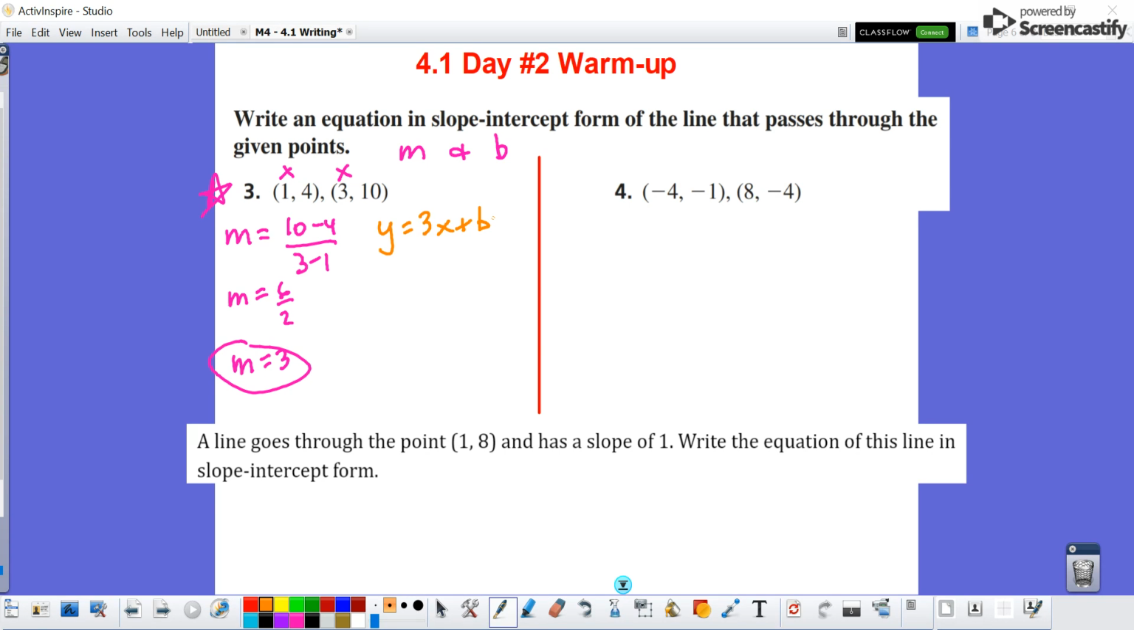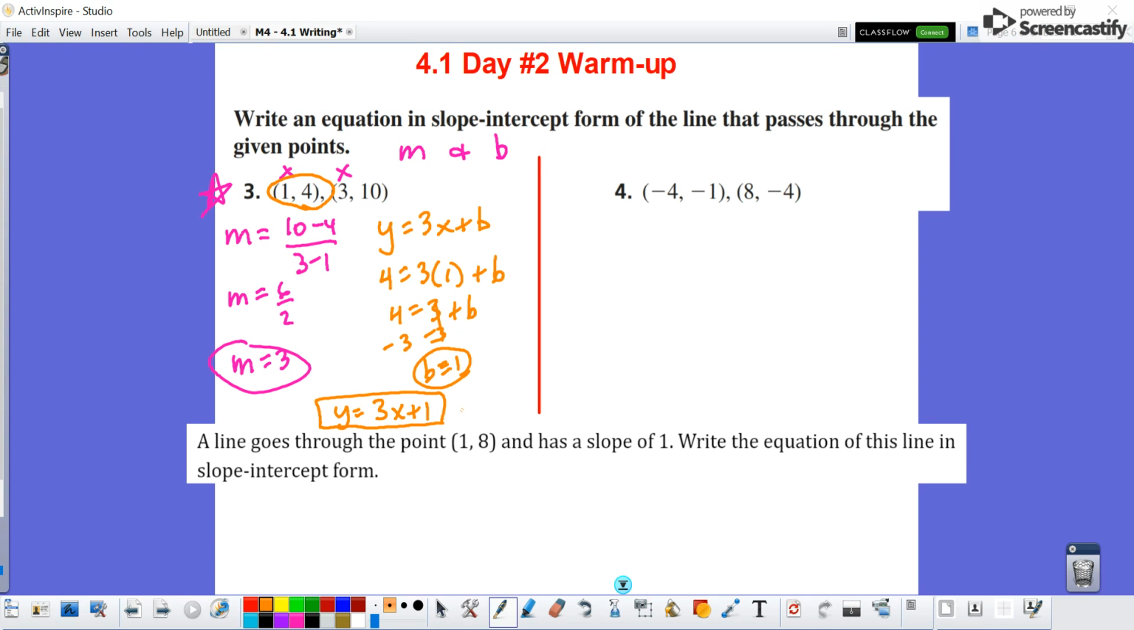And at this point, I can pick either point to plug in. So I'm going to use the point (1, 4). So I'll put 4 in y's spot. I will put 1 in x's spot. And that'll help me find b relatively quickly, subtracting 3 from both sides. The b value is 1. So I have a b of 1 and an m of 3. Altogether, y equals 3x plus 1.